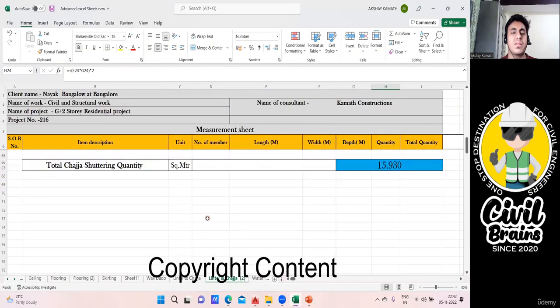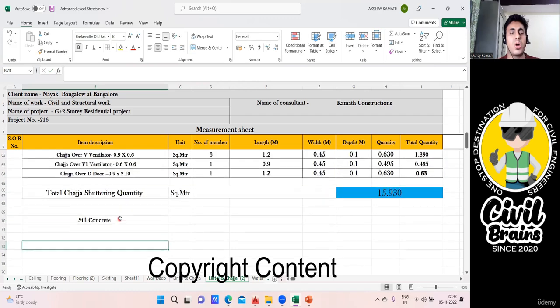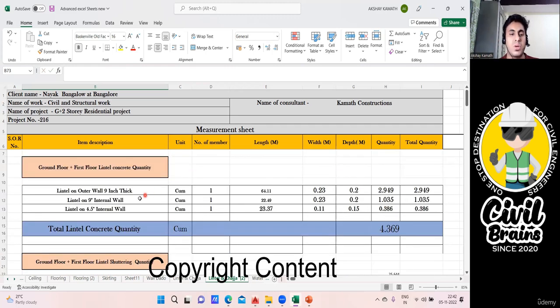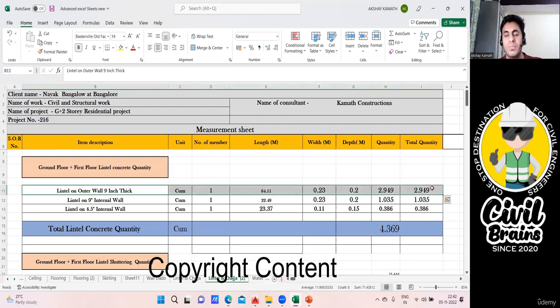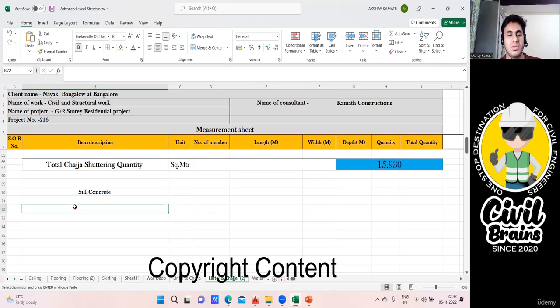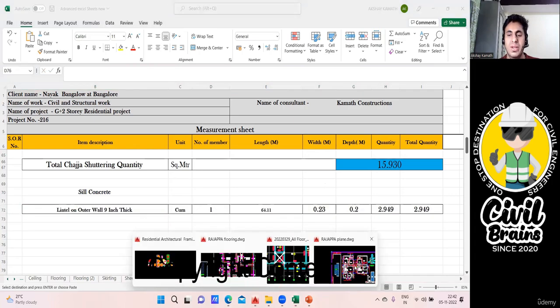So how do you find the sill concrete? Just write here sill concrete. Again, you copy the same thing, because wherever your lintel has come, wherever a window will come, there sill concrete will come. So I'll just copy the first part, that is lintel on outer wall 9-inch. Take this entire thing, Control C, and paste it here. You also do the same thing. Now just come to the drawing and check what exactly we want.